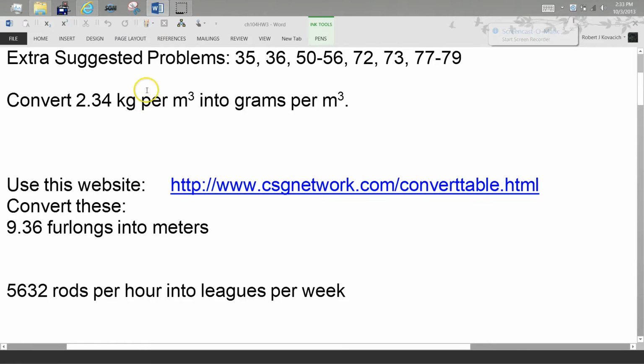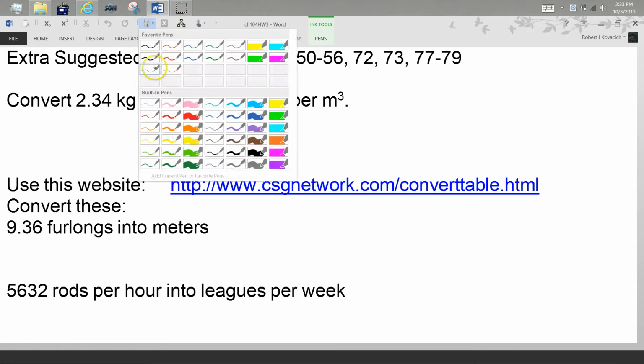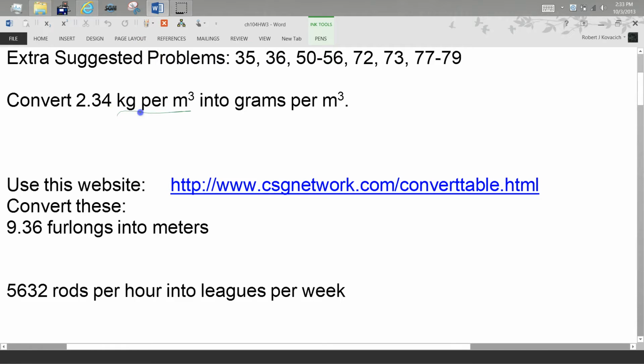Can somebody tell me what parameter this set of units would be describing? Distance? No. Weight. Volume. Density. The units for density have to be what? Mass divided by volume. And so there's a mass and there's a volume. So this totally is a density unit. This can't be anything except a density unit.